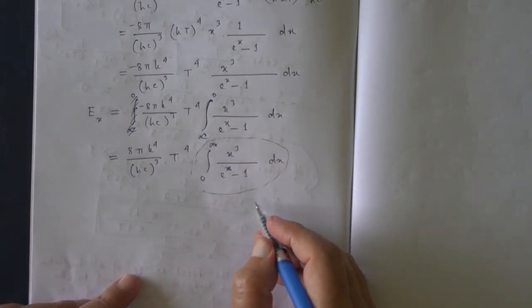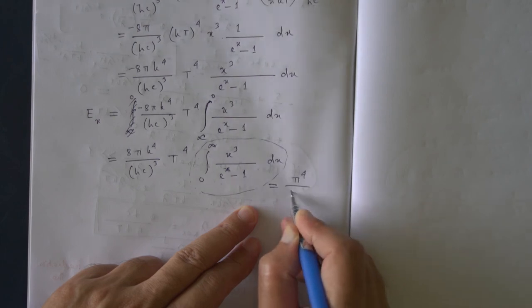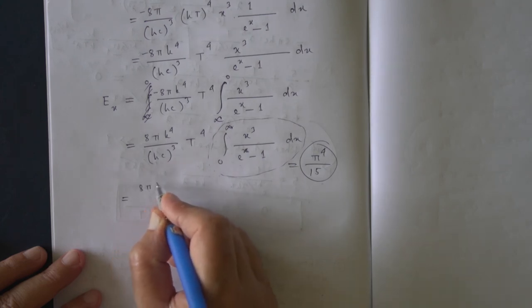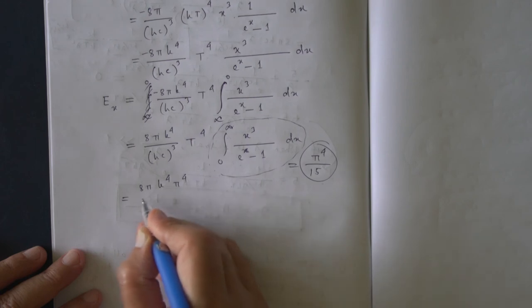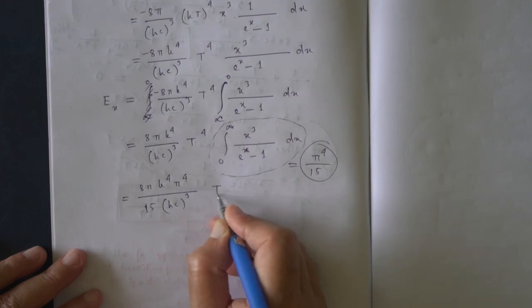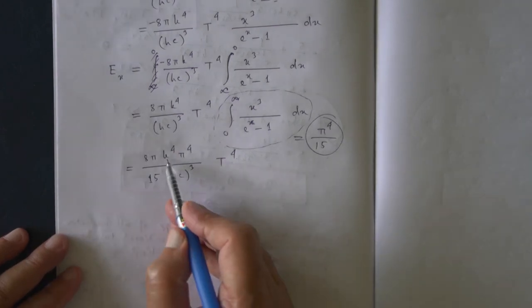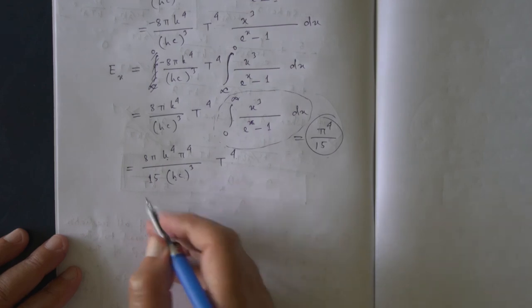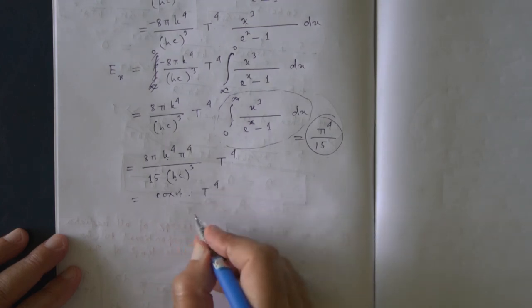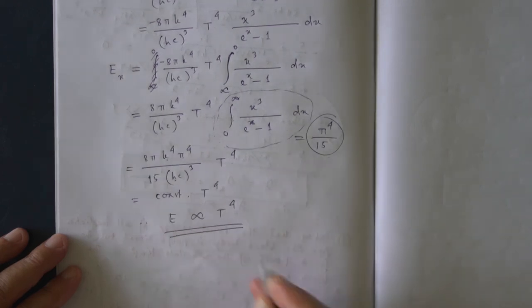The value of this integration is pi to the power 4 by 15. This is a standard integration. So we can write 8 pi k to the power 4 pi to the power 4 by 15 hc cube, T to the power 4. Here k is the Boltzmann constant, h and c are constants, so this is a constant into T to the power 4. That means E is proportional to T to the power 4. This is proved.